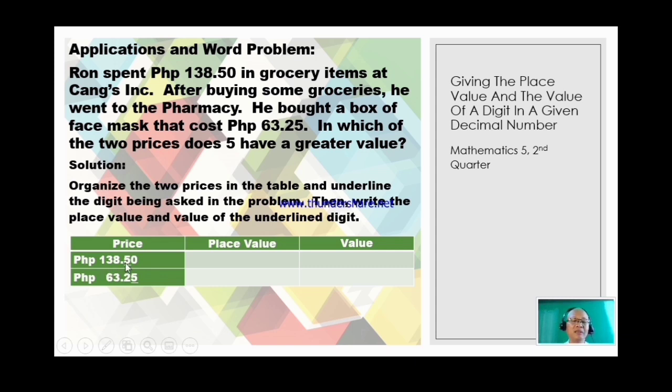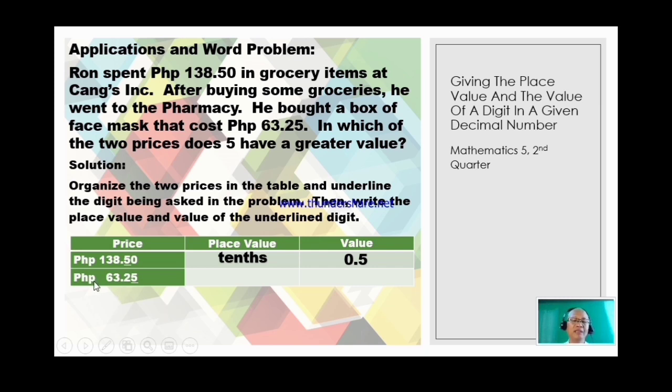In our groceries, the 5 there, 50 centavos. What is the place value? Tenths, because right after the decimal, our position there is the tenths place value. What is the value of this 5? 5 tenths or 0.5. Okay.